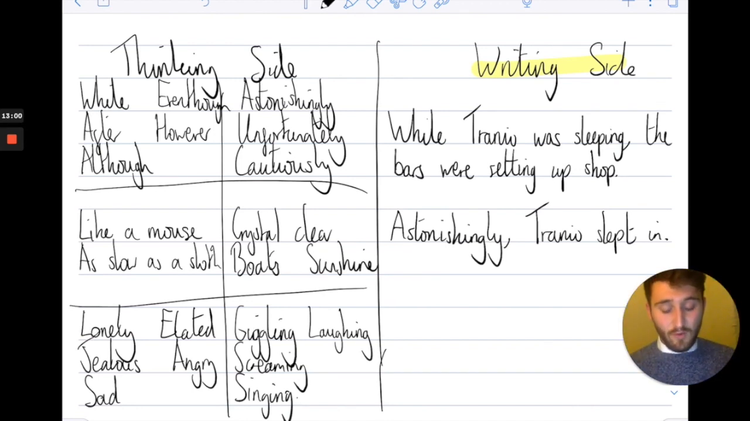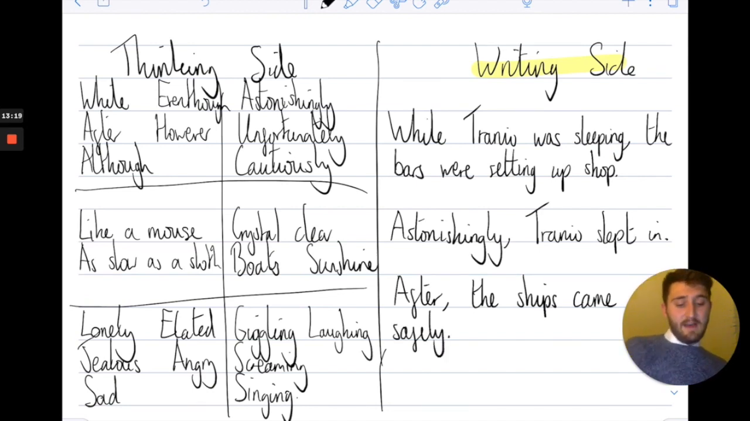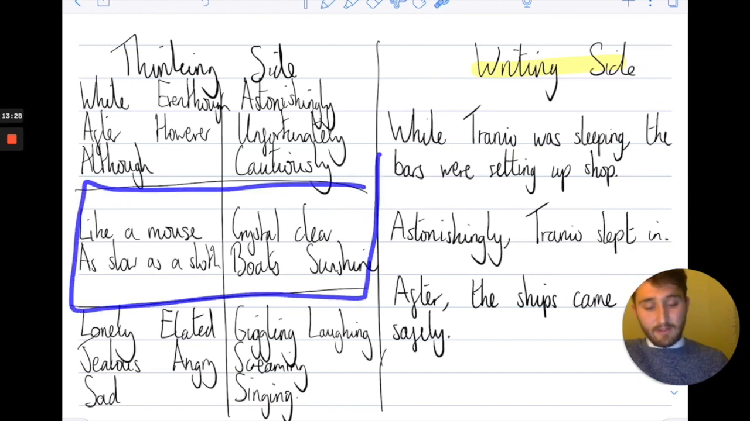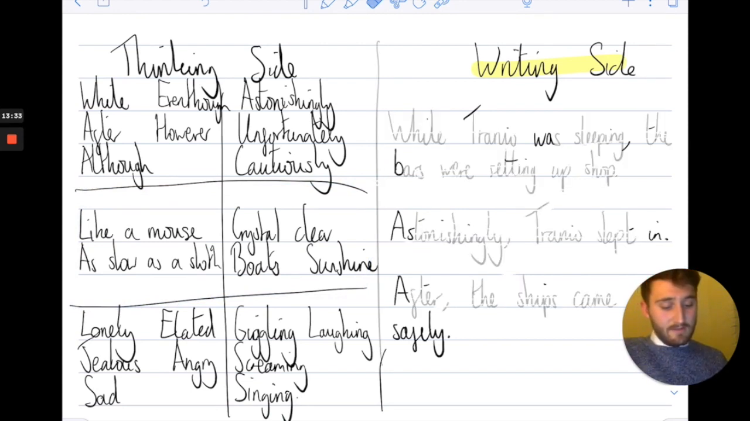Okay, so I'm going to do one more. Remember, a full stop, so after, with a comma, the ships came in safely. Okay, my next 2 boxes that I'm going to focus on are box 3 and box 4. I'm just going to rub all of this out just so I've got lots and lots of space.